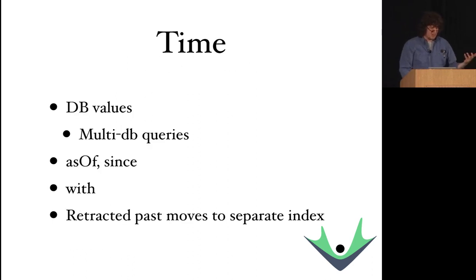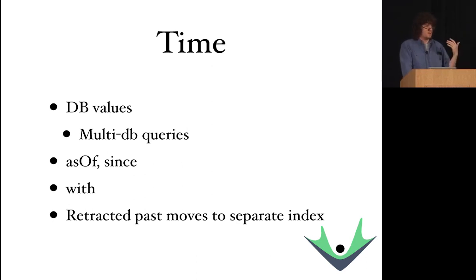So for time, we talked about this a bunch of times, but the database ends up being a value. You can issue queries across multiple databases, a database from the past and a database from now. But the critical thing is you can take a database and say, given this database, I'd like to see this database as of 2 weeks ago. Once you do that, you have another database value you can place into a query and get answers as of 2 weeks ago.